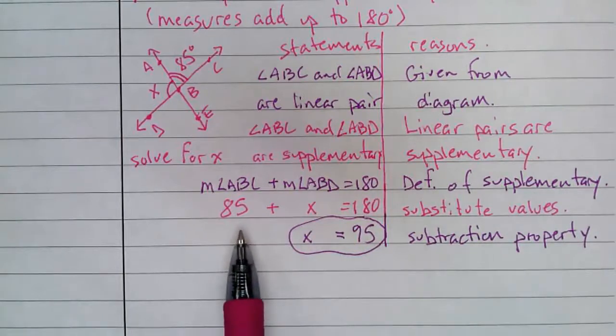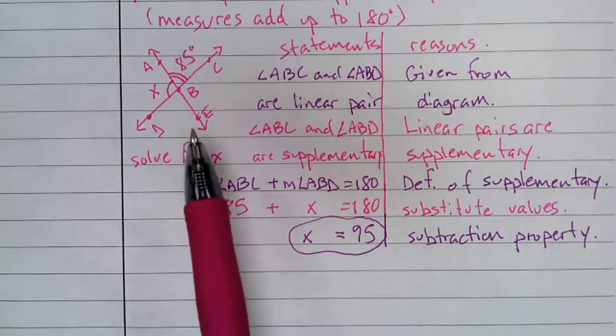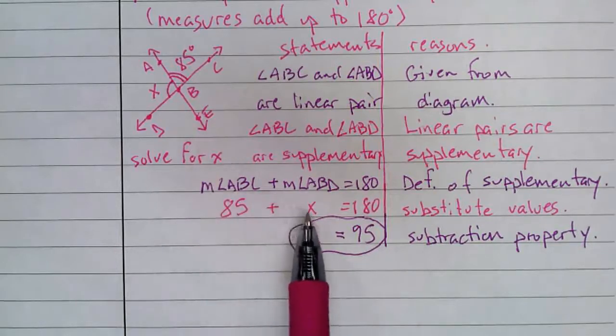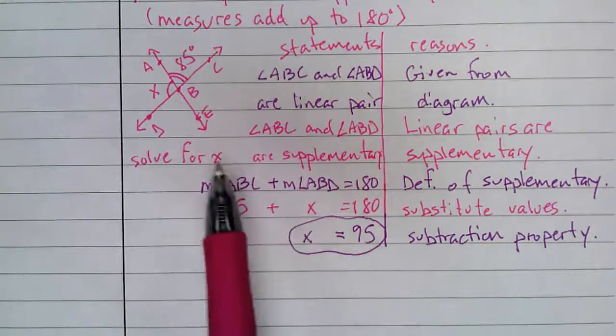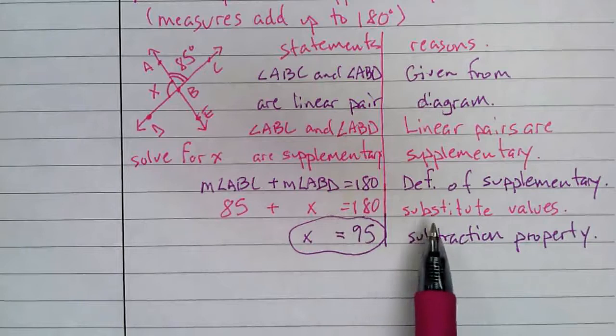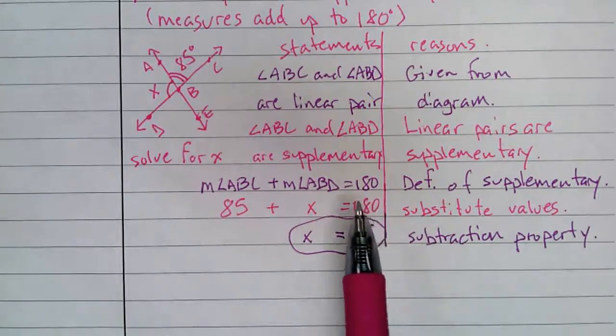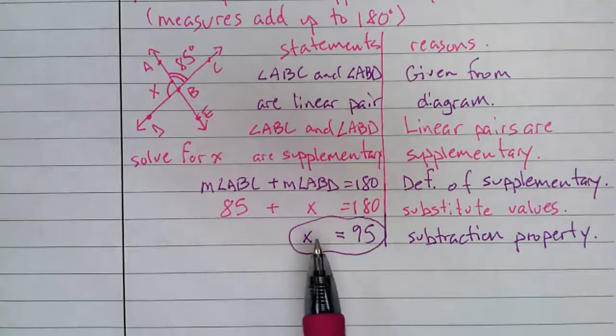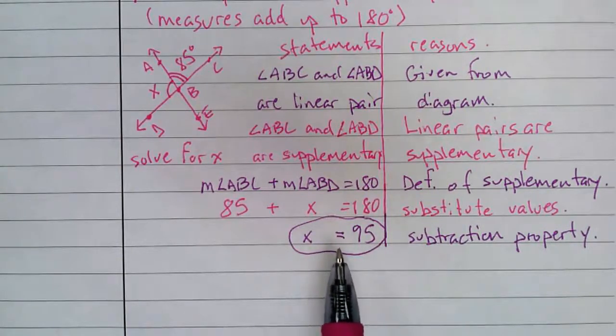And then we substitute 85 for the measure of ABC. We got the 85 from up there. And we substitute x for ABD. Together those equal 180. So we just substituted values into our equation up here. Then we use the subtraction property, subtracting 85 from both sides to get x equals 95, and we solved the problem. So now you're prepared to try out some of those. Good luck.